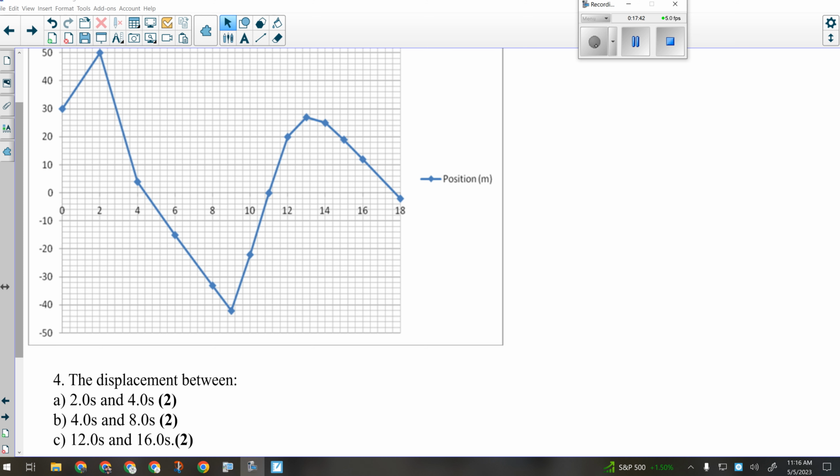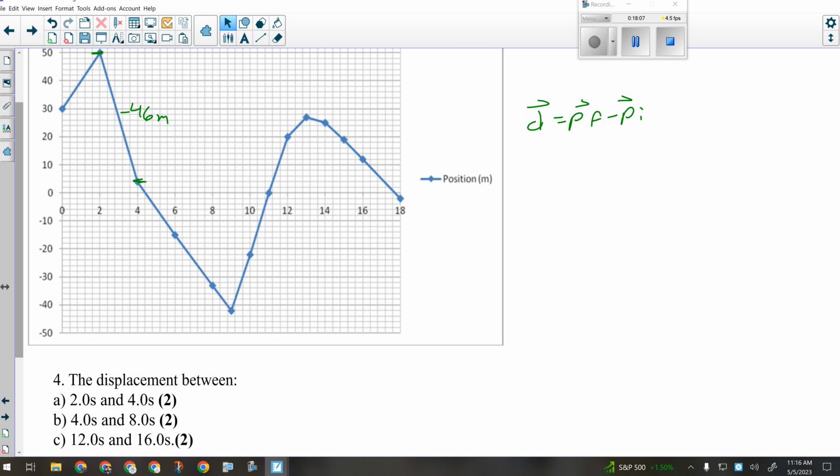Okay, let's look at these ones here. If I want to find displacement for these, again, we're looking at this formula because it's what we can get off of the graph: final position minus initial position. So between 2 and 4 seconds, my position at time 2 seconds is 50. Here it's 4, so that's negative 46 meters, which we had already calculated in the previous question.